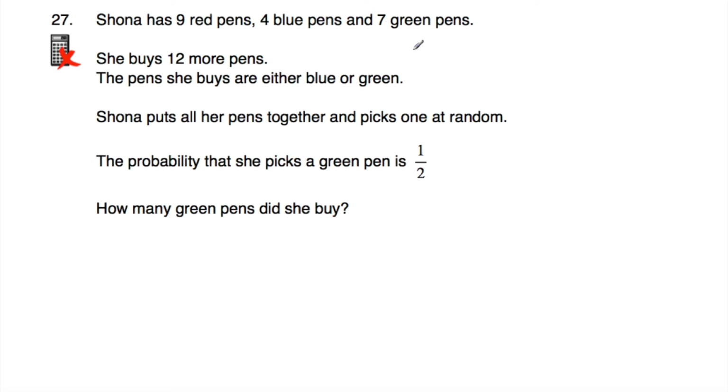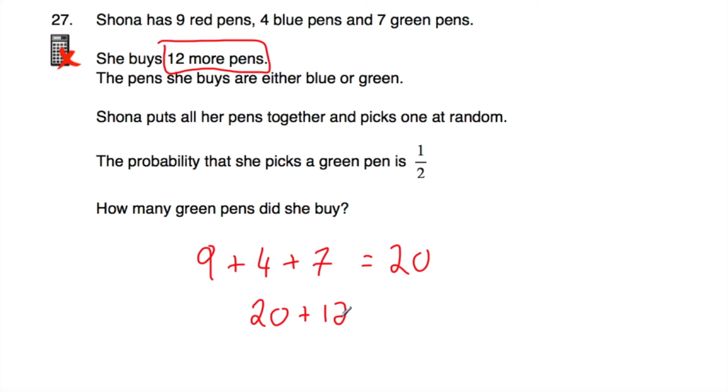Okay, so to start off with in this question, I want to find out how many pens she's got to begin with. So she's got 9 red, 4 blue and 7 green. Let's add those up. 9 plus 4 plus 7 is equal to 20. So she had 20 pens to begin with. And then she bought 12 more pens. So if we have 20 and we add another 12, altogether that would be 32. So that means that Shuna's got 32 pens.